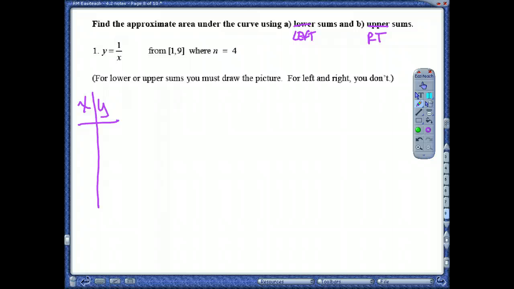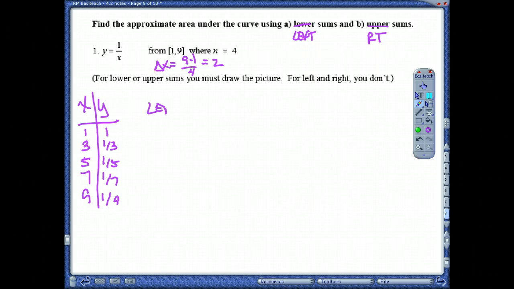Looking at our little information here, delta x is going to equal 9 minus 1 divided by 4, because 1 and 9 are your endpoints. 4 is how many rectangles. So once again, we're going by 2's. So start with your left endpoint, add 2, add 2, add 2, and add 2. You should have one number more than the number of rectangles you're working with. Now to find the height of those points, you're going to plug 1 in for all your x's. So 1 over 1, 1 over 3, 1 over 5, 1 over 7, and 1 over 9.